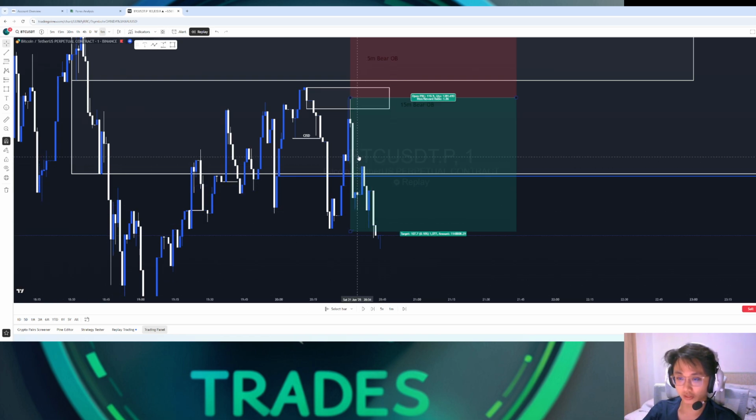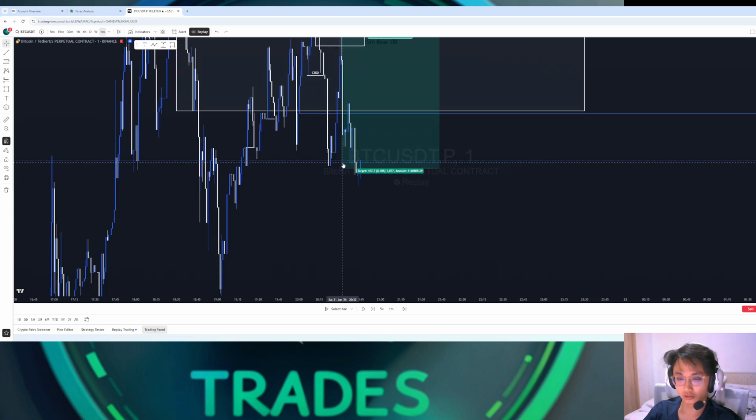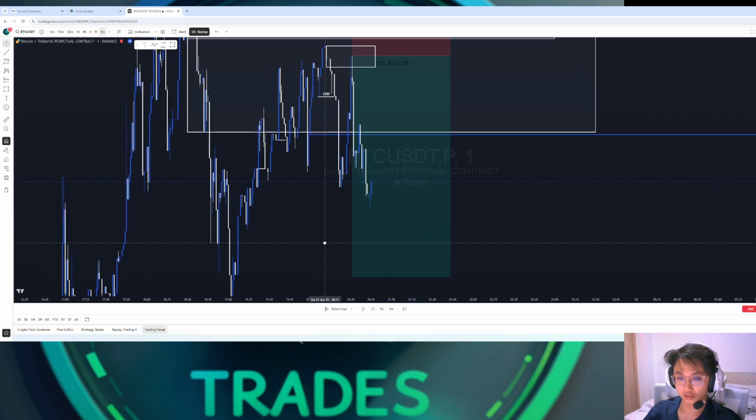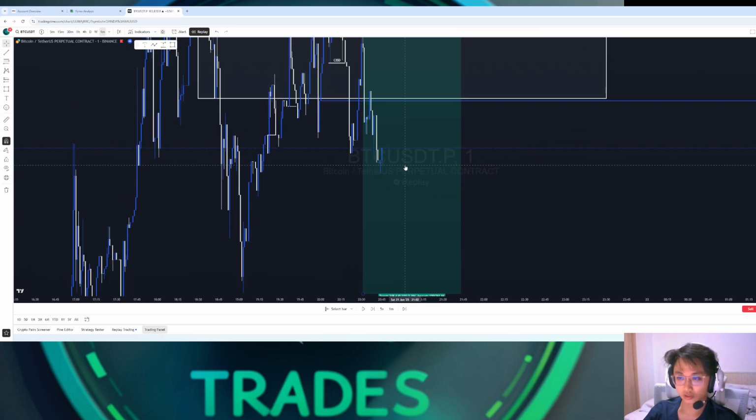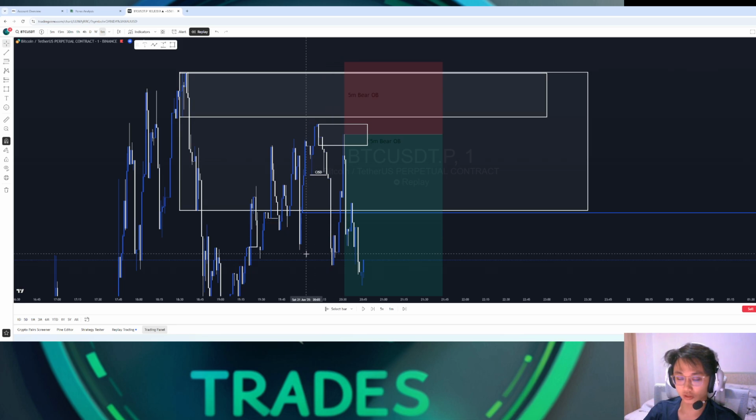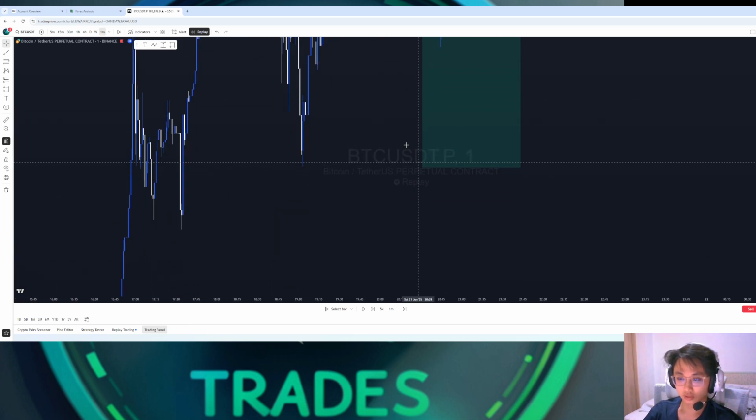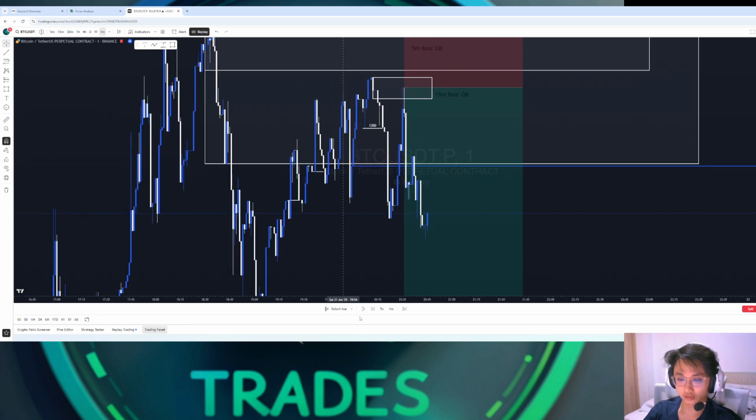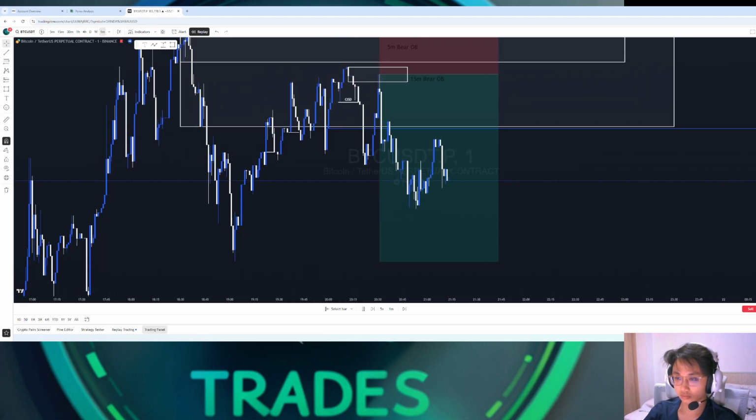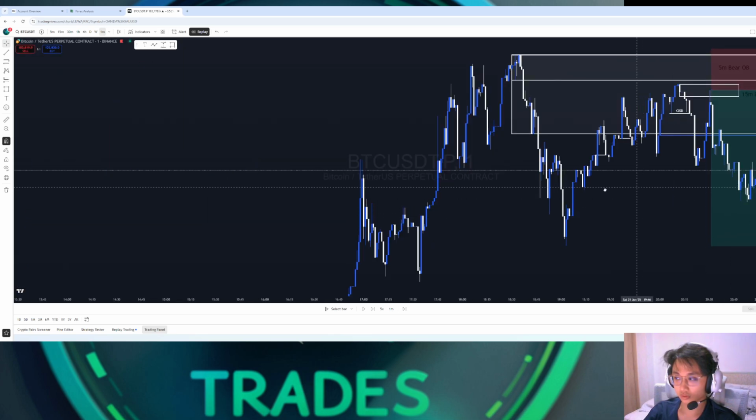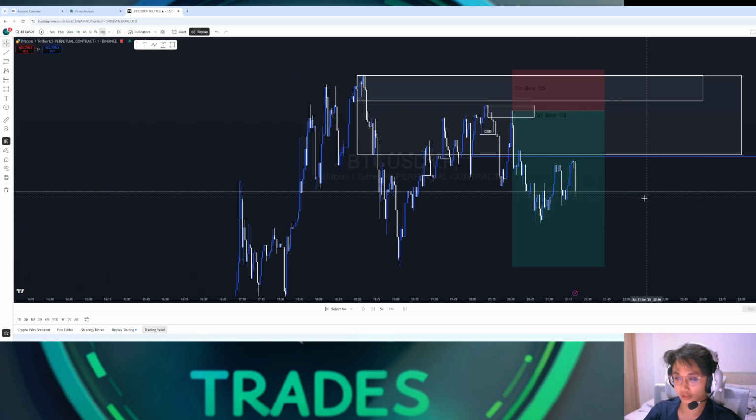Price just reacted off this fair value gap. It didn't bother going up to the order block already. It swept enough liquidity, so we can target these lows for a 1:3.7. Let's see how price reacts. As of right now it's like this.